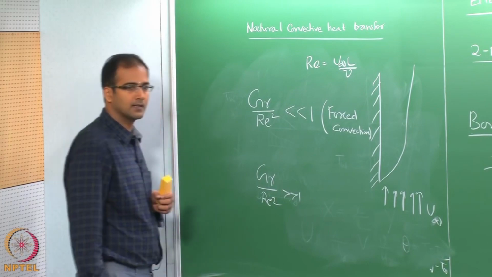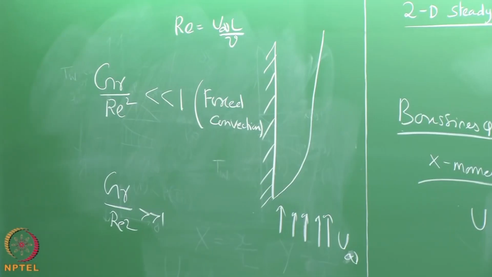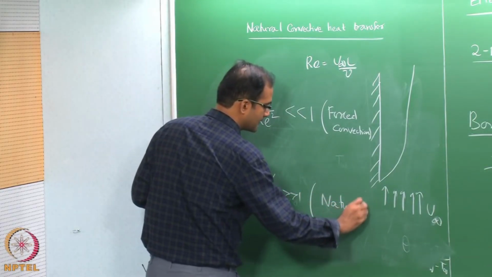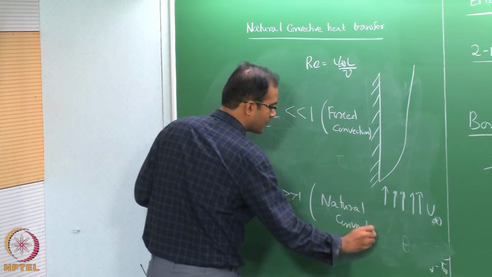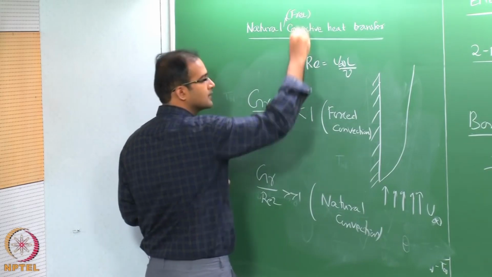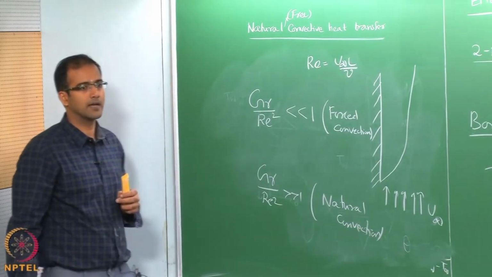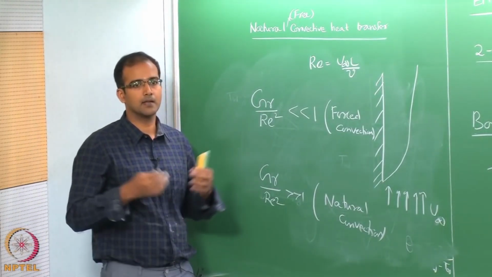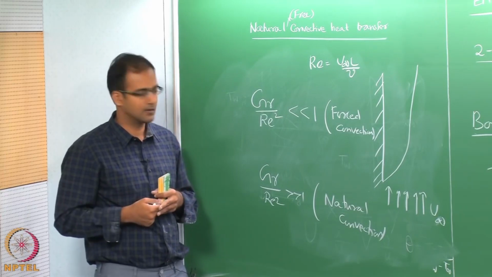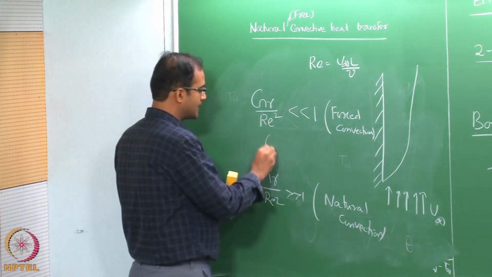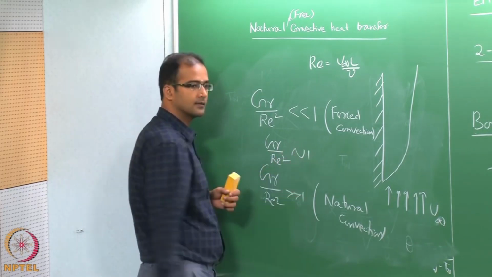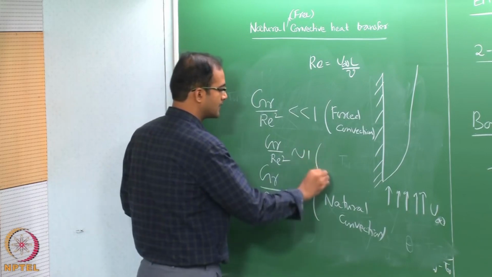that means your buoyancy force is dominating your bulk motion. So, here this will be your natural convection. By the way, the other name for natural convection is free convection. Since you are not putting any effort into making this convection happen, it happens naturally, and therefore, it is called free convection. So, the region where this is significant, that is of the order of 1, okay, here this is called mixed convection.